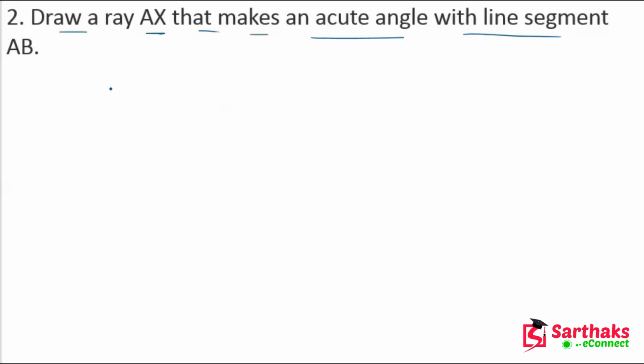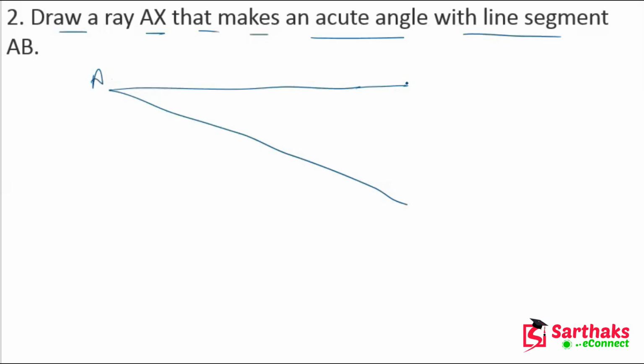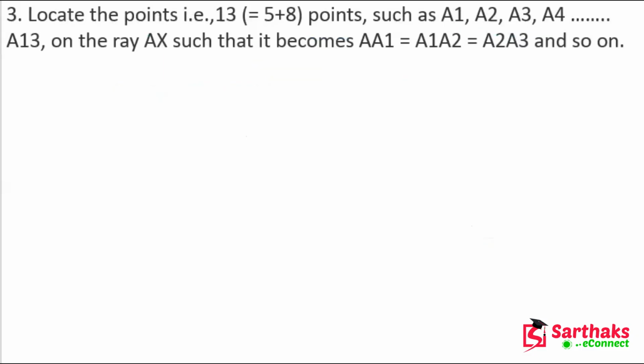Okay, so now let's suppose we are making an acute angle like this. This is A, and this is B, which is 7.6 centimeters. And this is the ray AX.